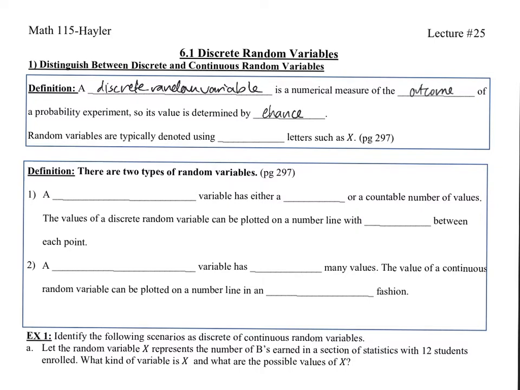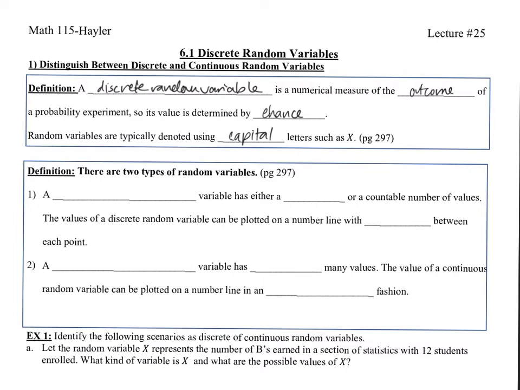Random variables are typically denoted using capital letters, such as capital X. So this is where distinguishing between using a capital and a lowercase letter is going to become more and more important as we go along. So always keep that in mind. Switching between a capital and a lowercase is not a good idea, in math especially.